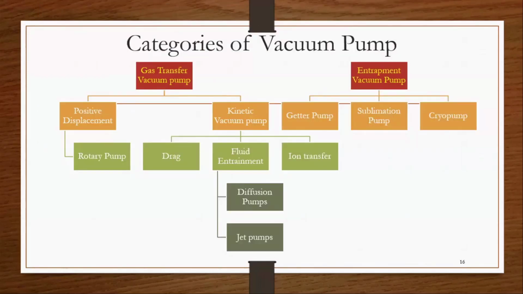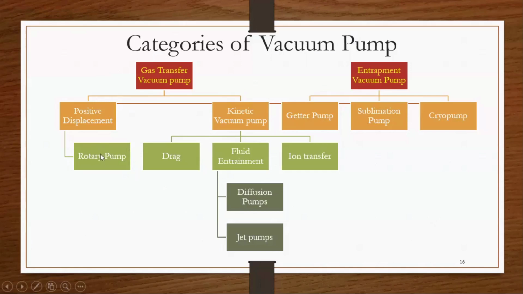Different categories of vacuum pump: gas transfer pump and the entrapment vacuum pump. This rotary pump comes under gas transfer vacuum pump. There will be the transfer of the vapor from hot region to the cold region. We'll be seeing that, right? So that is a positive displacement pump. We will not be seeing all these categories. This we have given just for your information.